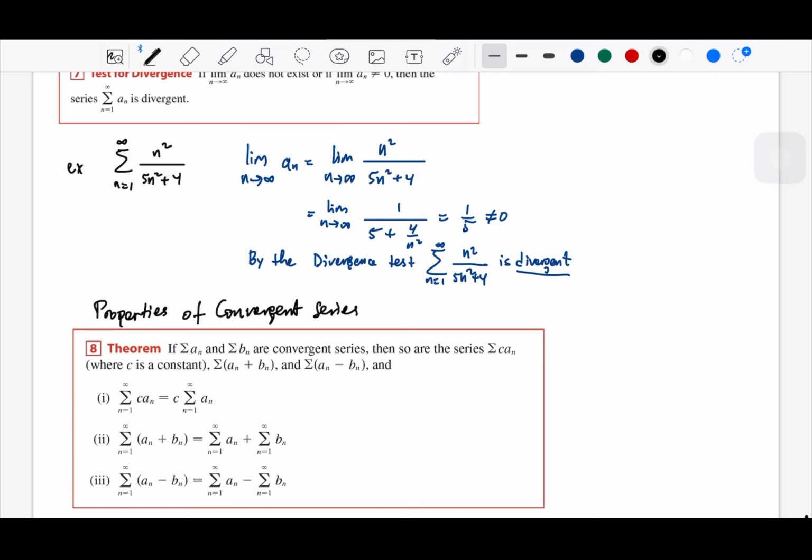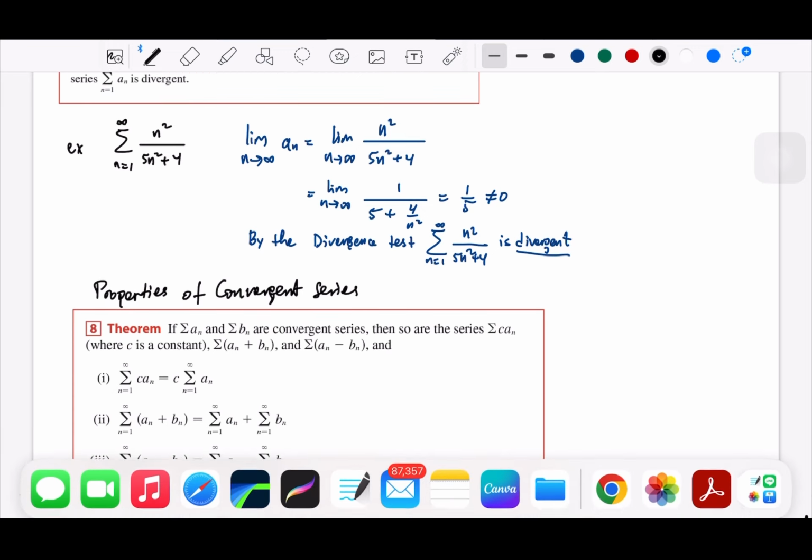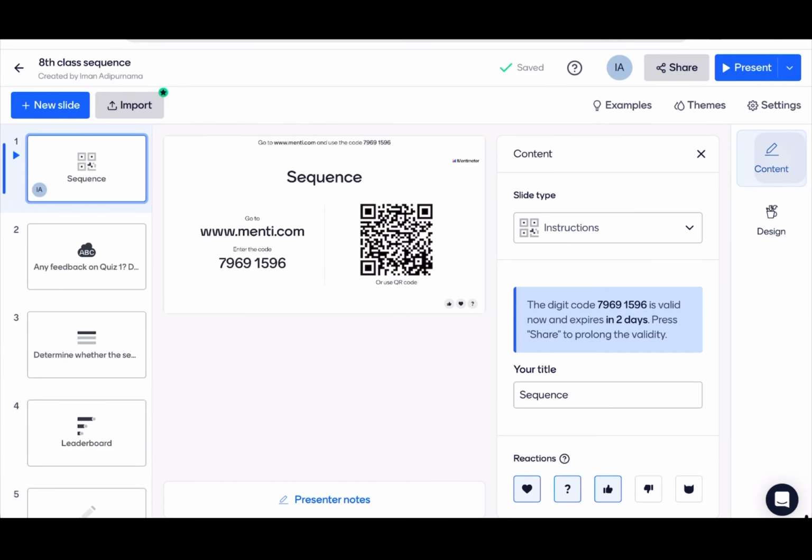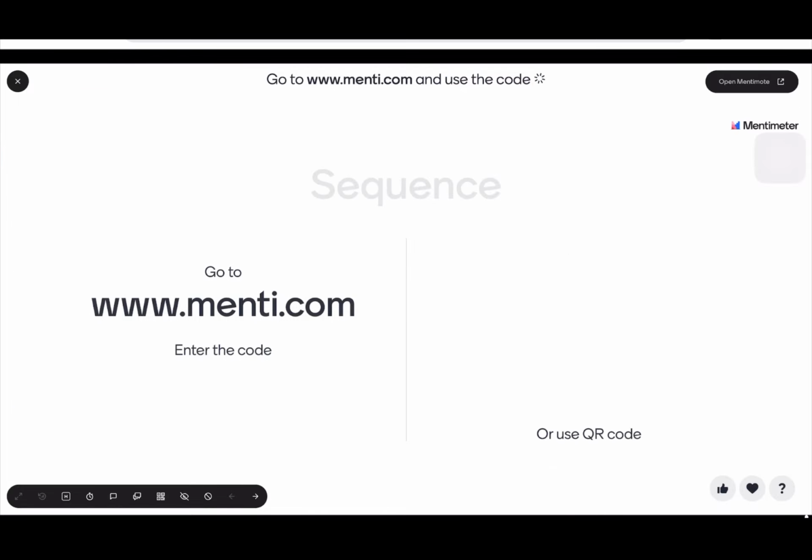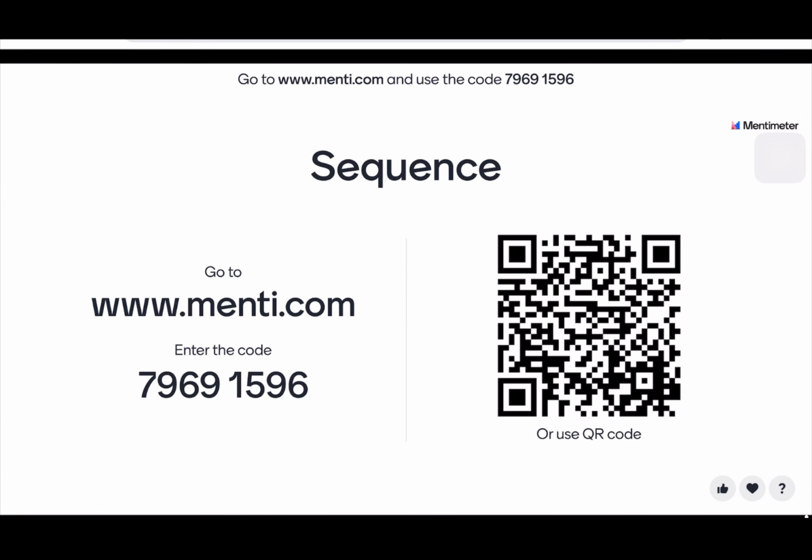Okay, I think that's the end of our lecture, and we are going to go to the feedback as usual. So, take this. Okay, this will be about the sequence, okay? To see your feedbacks on sequence.